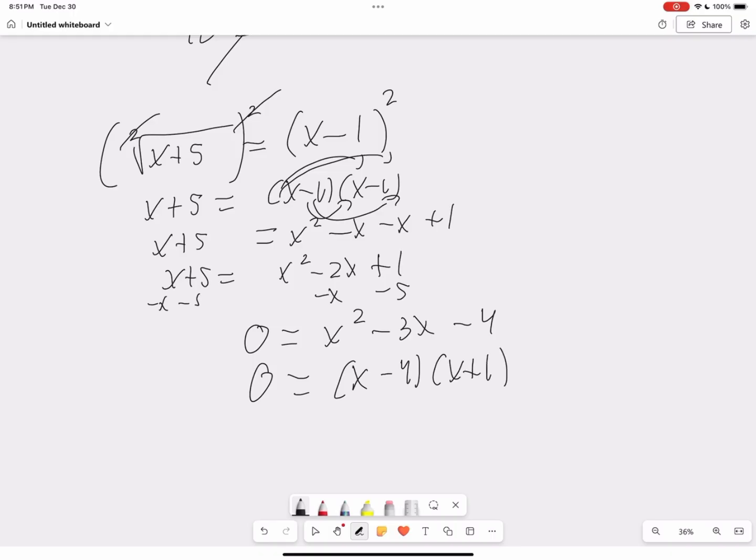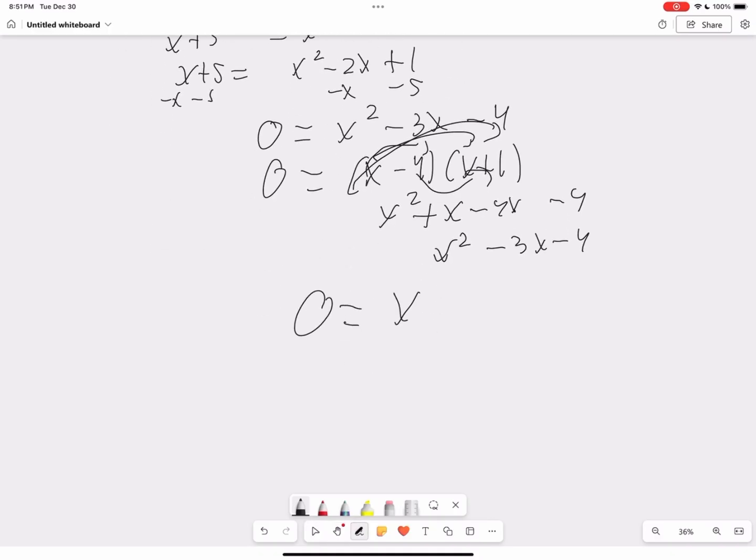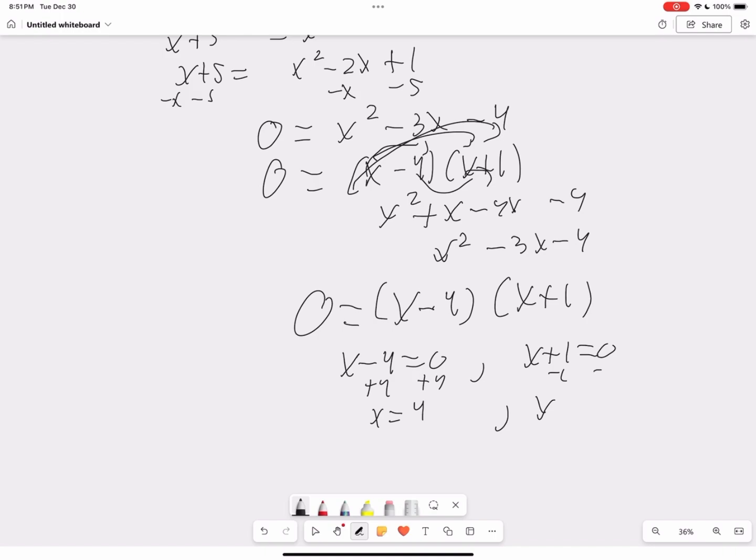Correct. And if we go ahead and FOIL this to make sure, we're going to get x squared plus x minus 4x minus 4, which is x squared minus 3x minus 4. So our factors are correct. So if we do 0 equals x minus 4 and x plus 1, we can use the product property and set each one equal to 0. So we get x minus 4 equals 0 and x plus 1 equals 0, and we can solve for x here. So we get x equals 4, and x equals negative 1.